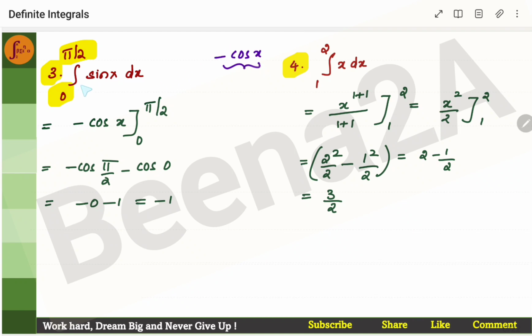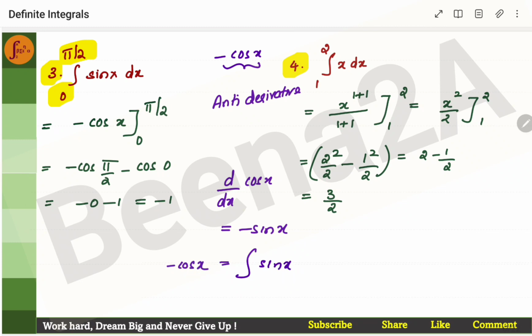How do you remember integral formulas? Integral is nothing but antiderivative. So, the derivative of cos x is minus sin x, and the integral of sin x is minus cos x. So you will have to just reverse it.